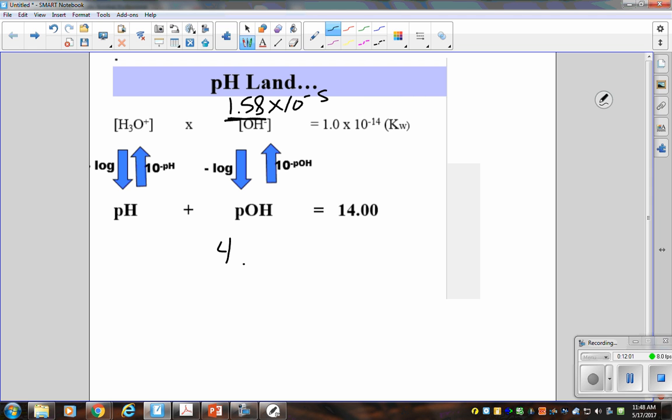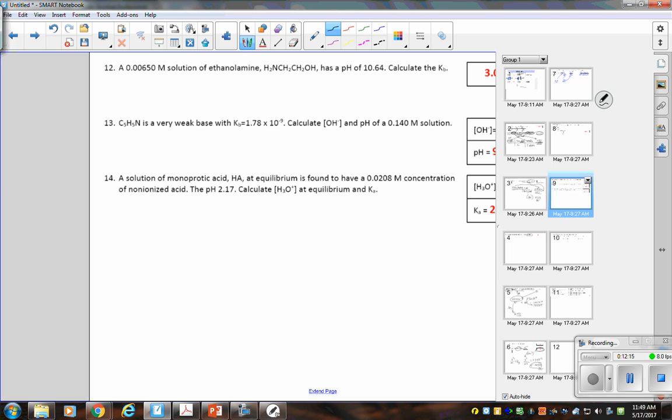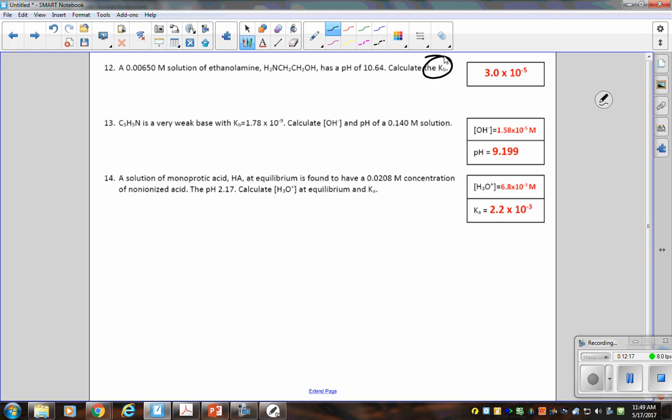Now, let's look at the next one. Let me do the next one. Watch. If you look here. Let's see here. We'll do this one, 12 first. It says Kb, so I know the formula automatically is going to be x squared over molarity is equal to Kb. Now notice she gives me the molarity, so that goes on the bottom. So that's going to be 0.00650 on the bottom.